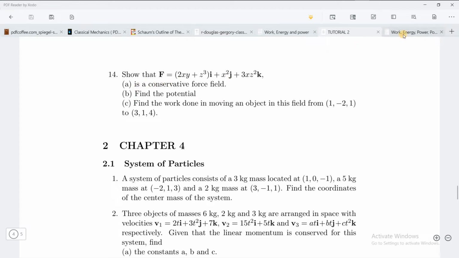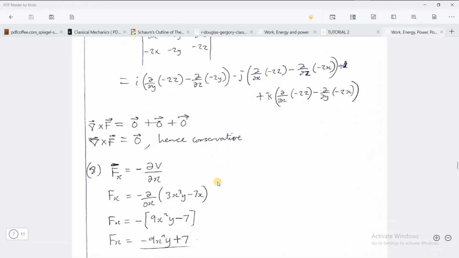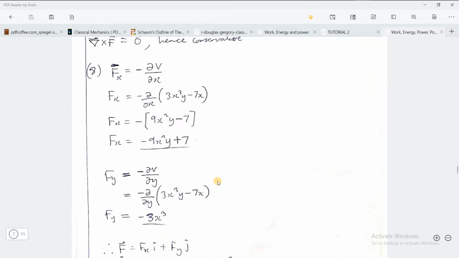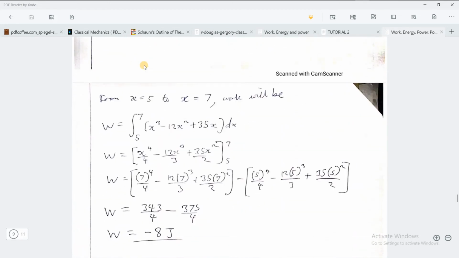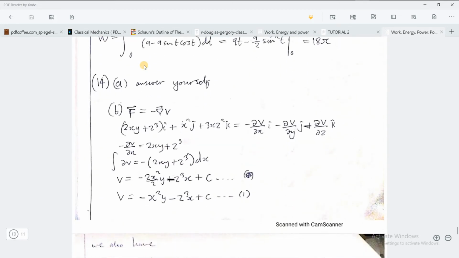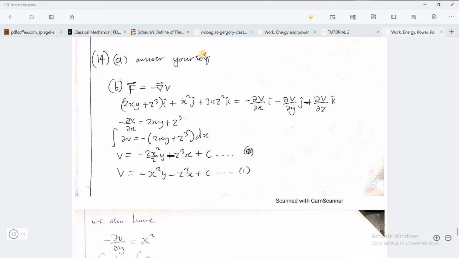So as you can see here, when we look at number 14, I said answer it yourself, because we follow the same operation which we have just been doing. We follow the same operation, so this you can answer yourself.